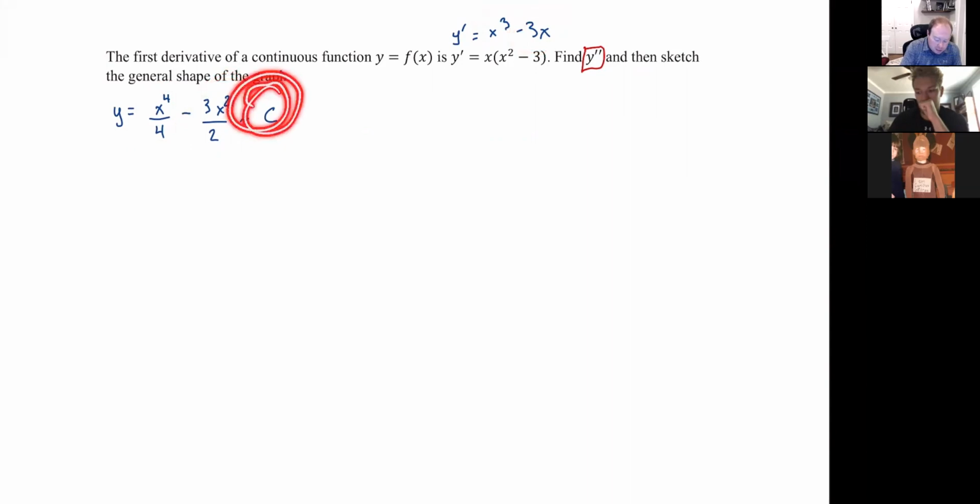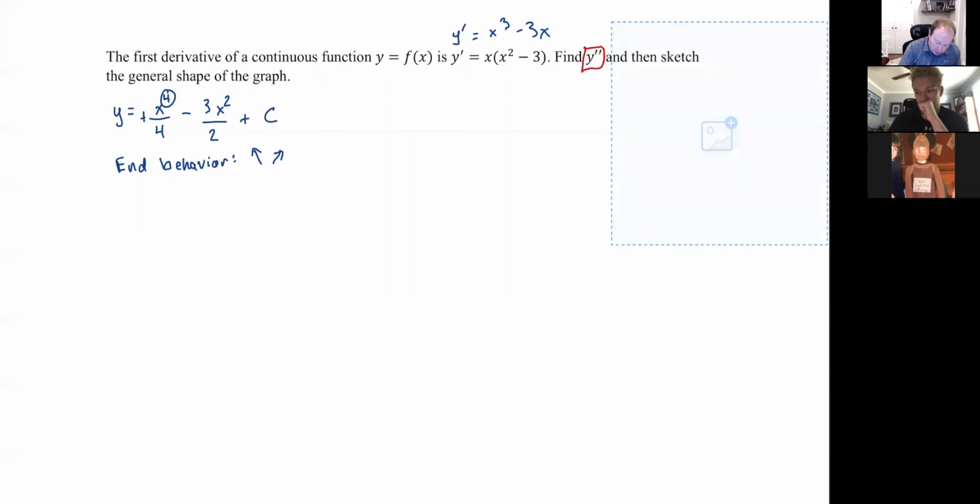And we don't know what constant c is because, of course, any constant goes to 0 when you take the derivative. But we do know, and this goes back to some ideas from pre-calculus, that because this is quartic, that is to say it is x to the fourth, an even-powered function with a positive leading coefficient, the end behavior is going to be increasing both on the left and the right. So I'm going to take some of these things that we talked about and sketch a graph as we go.